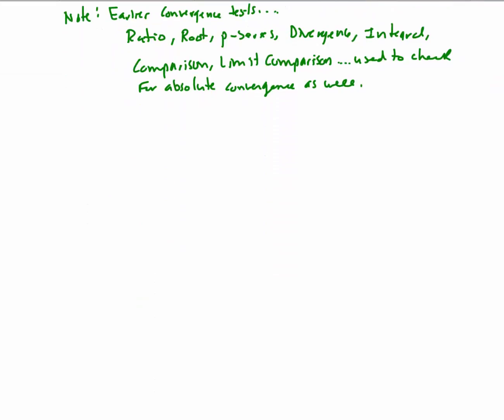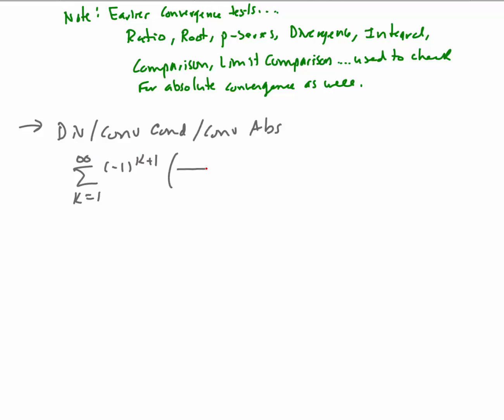Well, again, what we want to do to try and clarify some of these definitions that I think are a little bit difficult to work with is to look at some particular problems. So the first one we want to look at, let's go ahead and look at whether this diverges, converges conditionally, or converges absolutely. So the series that I want to look at is the sum from k equals 1 to infinity of negative 1 to the k plus 1 times 1 over the square root of k.